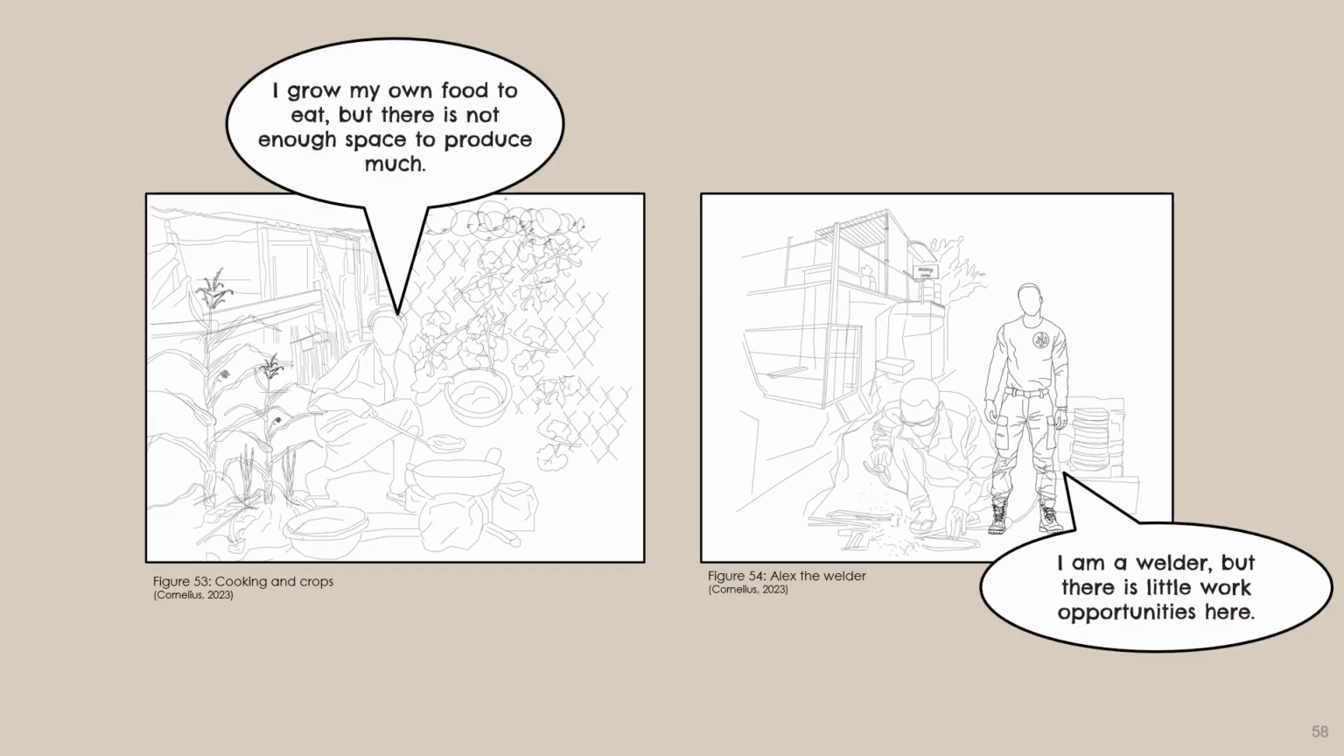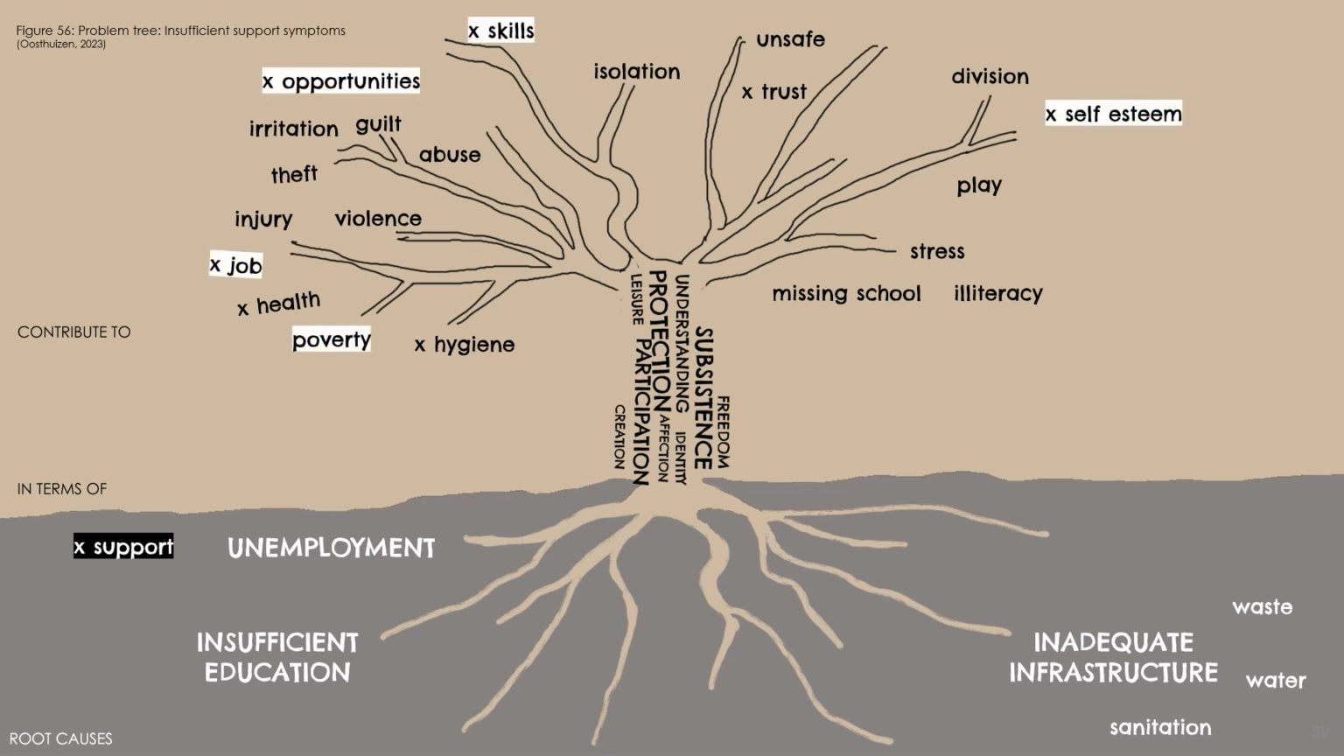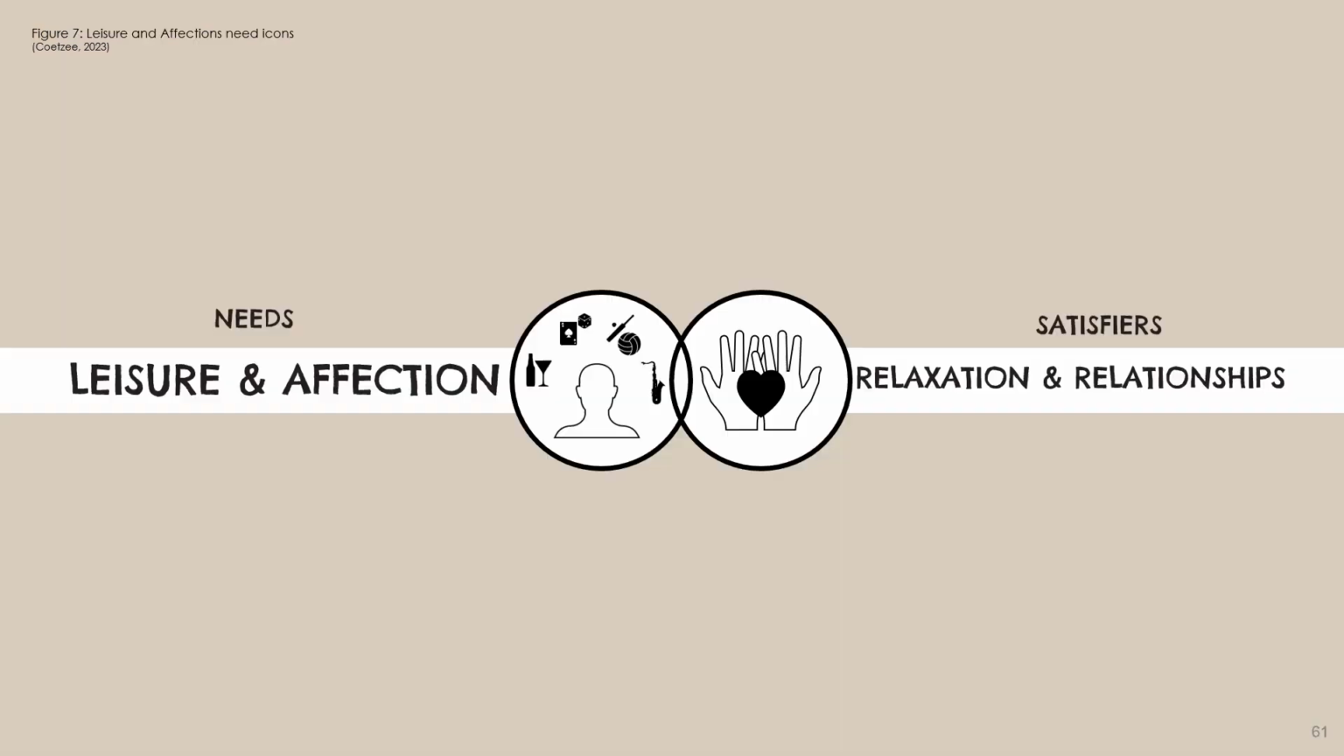Some people would like to grow their own vegetable garden, but they don't have enough space to produce enough since they are not allowed to go over the demarcated plot. Alex the welder says that he does not have work because of the lack of opportunity. It is possible that a lack of adequate support has prevented people from utilizing their skills and finding job opportunities, which may contribute to poverty and low self-esteem.